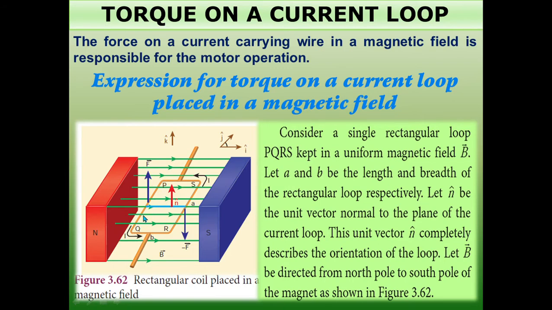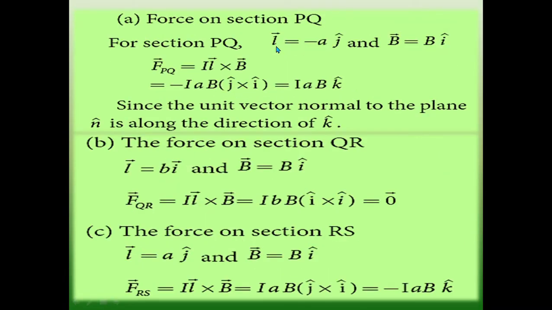This is nothing but the length. So the length vector L is represented as minus a. That side is already mentioned with the symbol a. So minus a, because the current or charge is moving in a downward direction. That is why it is minus a J cap. That is the direction of J cap.